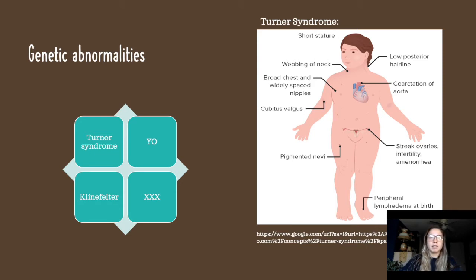The next abnormality is the presence of only a Y chromosome, and individuals where only one Y chromosome is expressed will die because they do not have the necessary genes that are encoded within the X chromosome that are required for life. The next mutation, or abnormality, is called Klinefelter syndrome.